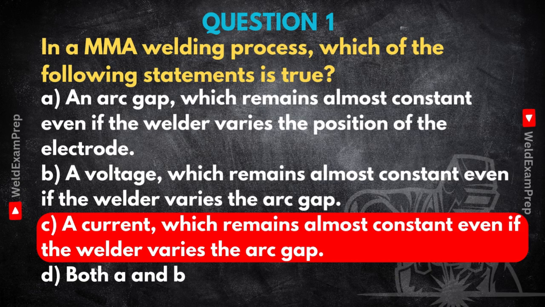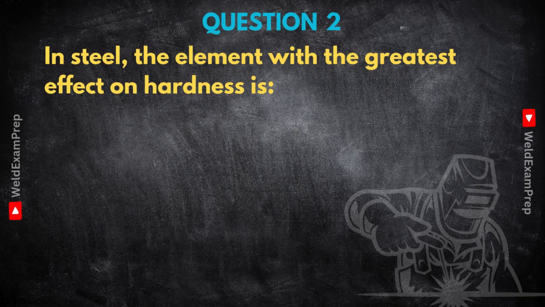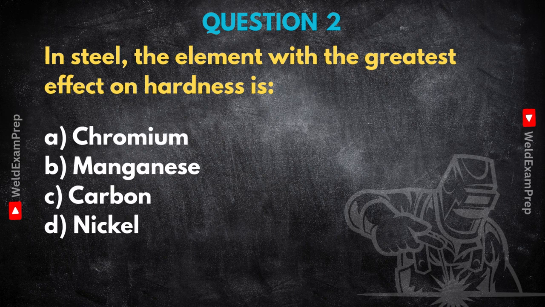Okay, let's shift gears. Moving from the process itself to the material we're welding, steel. What is it that really gives steel its strength, its backbone? Specifically, which element in steel has the greatest effect on its hardness? Your options are A, chromium. B, manganese. C, carbon. D, nickel.